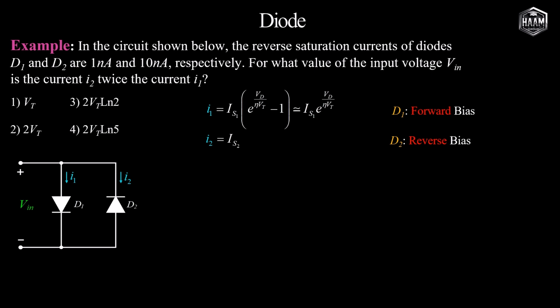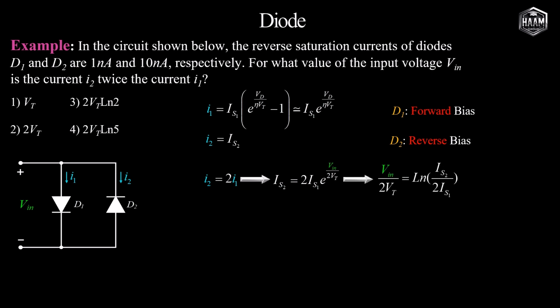The problem states that I2 must equal twice I1. Therefore, I_S2 equals twice I_S1 times e raised to the power of V divided by 2 times V_T, where eta is taken as 2 since the diodes are treated as discrete devices.